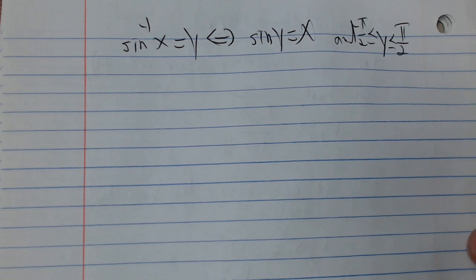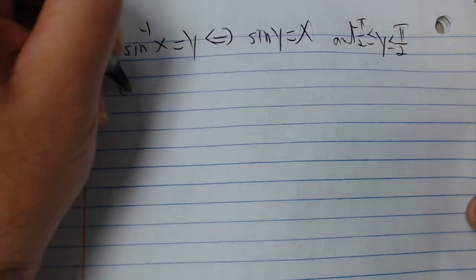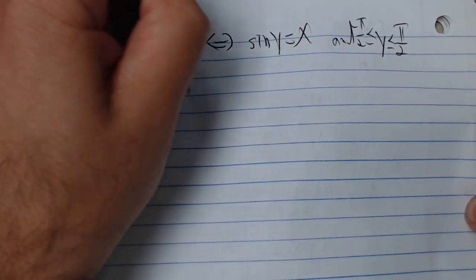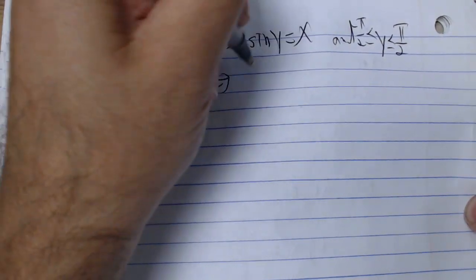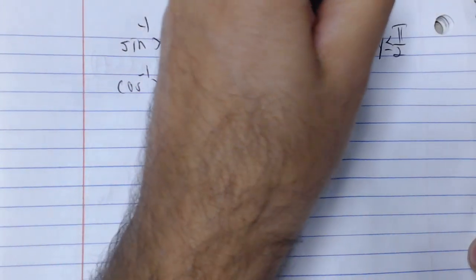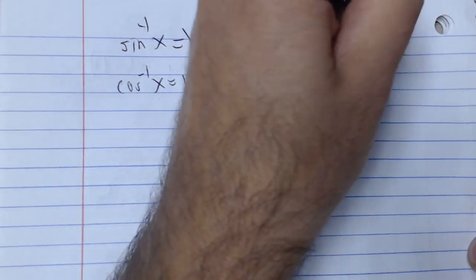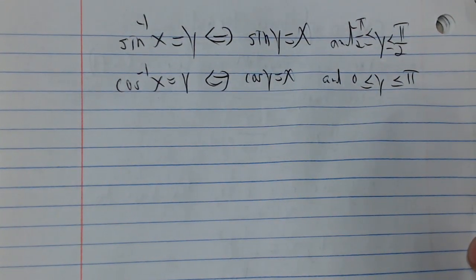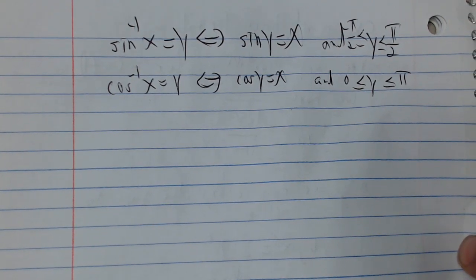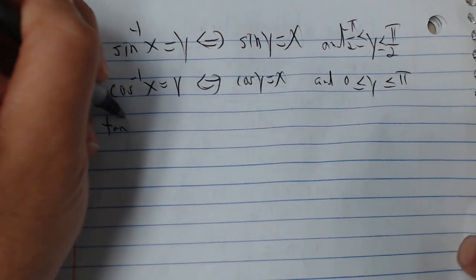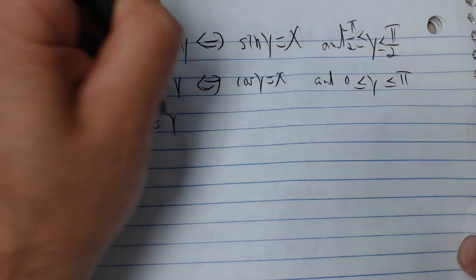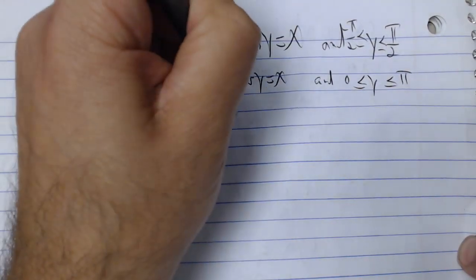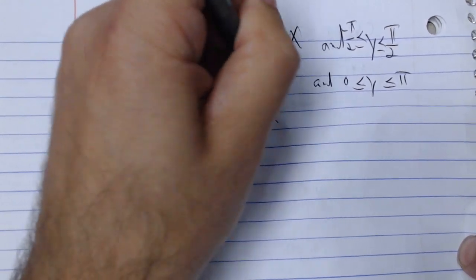Then for cosine inverse of x equals y, that means the same thing as cosine of y equals x. And the restrictions for cosine are from 0 to pi. Those are the restrictions to keep these one-to-one. And then we have tangent inverse of x equals y, which means the same thing as tangent of y equals x.